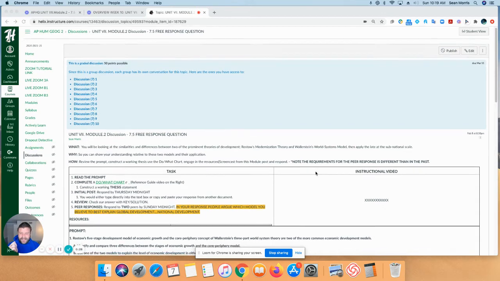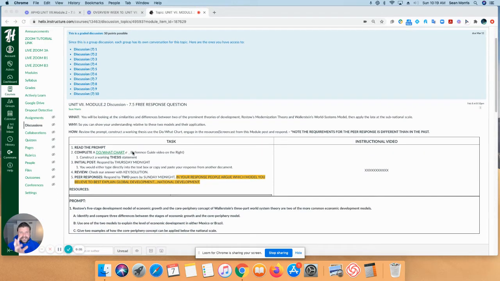The what chart is just there to help you unpack the prompt and construct a working thesis. Folks, you need to have a thesis statement. One sentence, an if-then indicative statement that addresses the spirit of the prompt. Just one, not one for each section of the prompt.